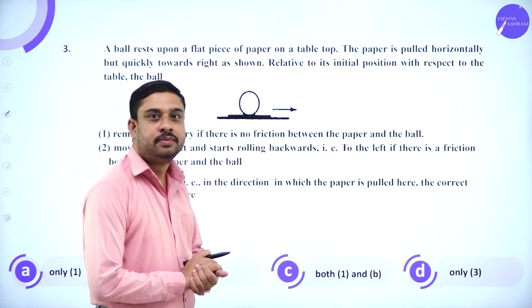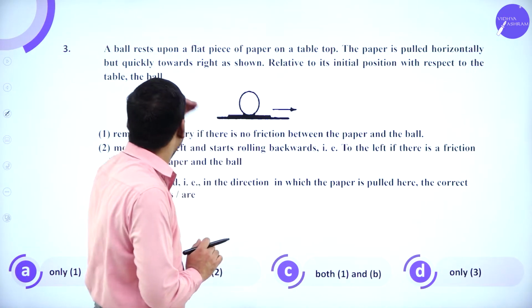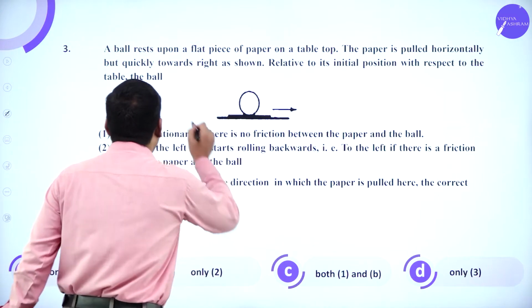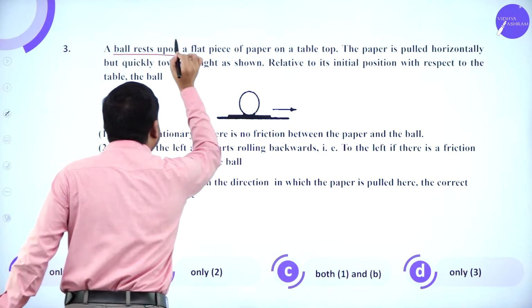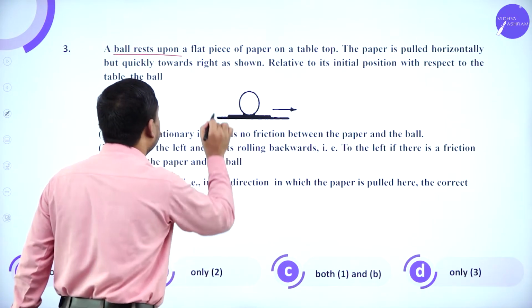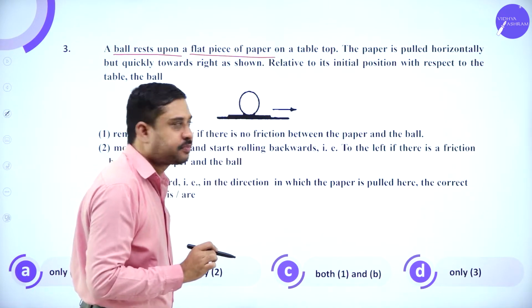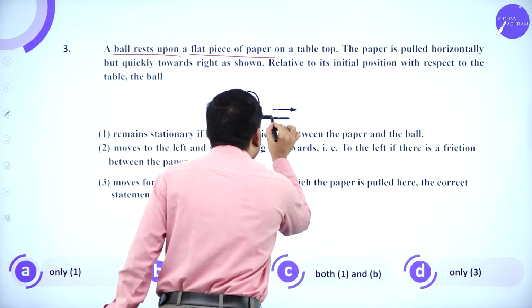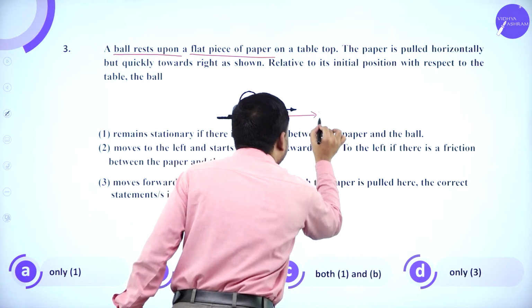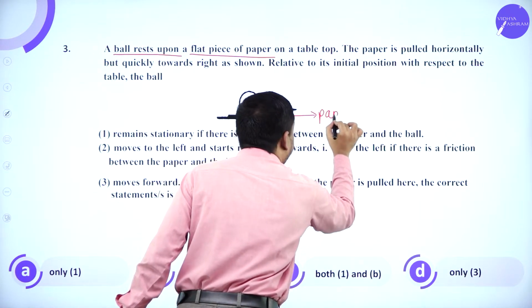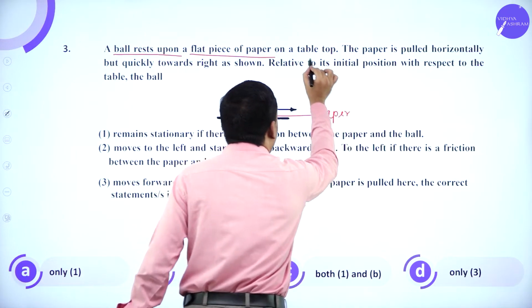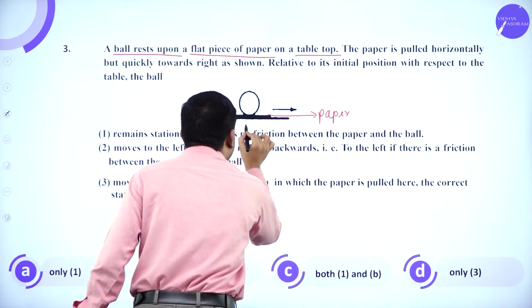Third one. Again conceptual. A ball rests upon a flat piece of paper. So this is the paper on a tabletop.